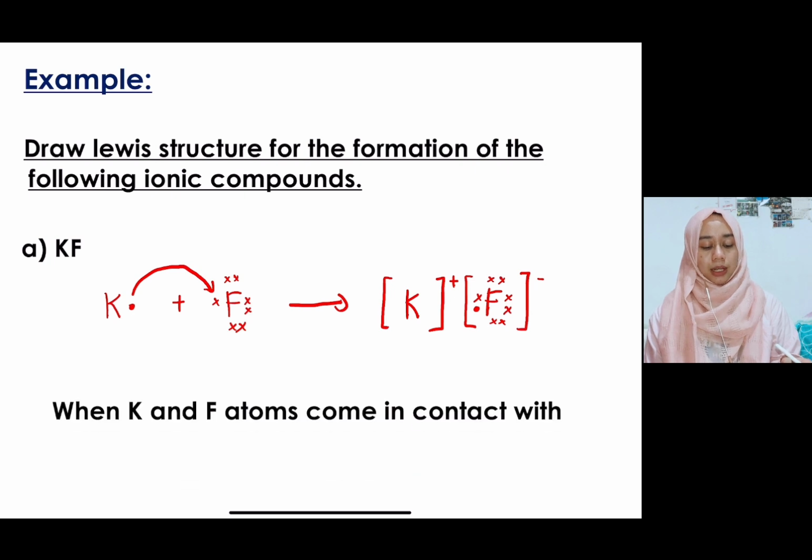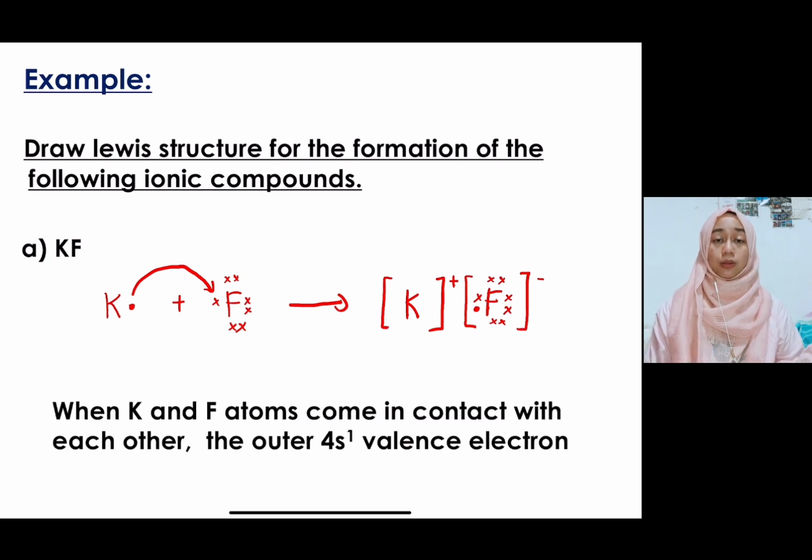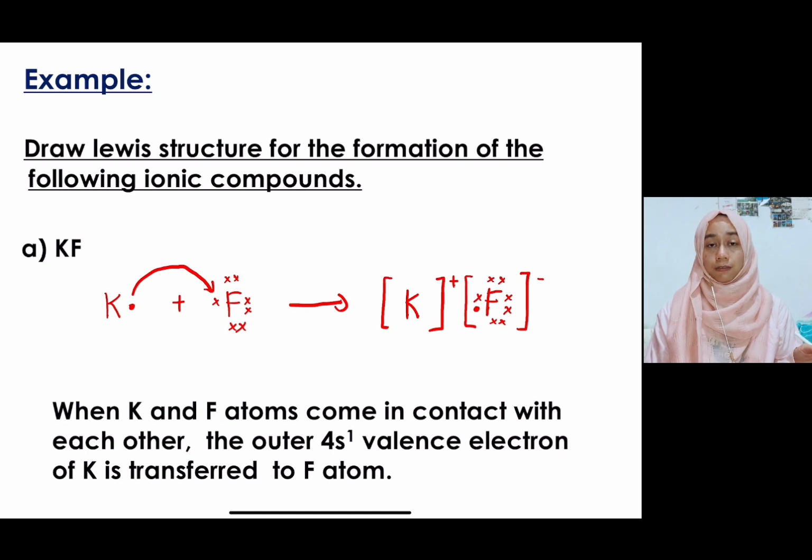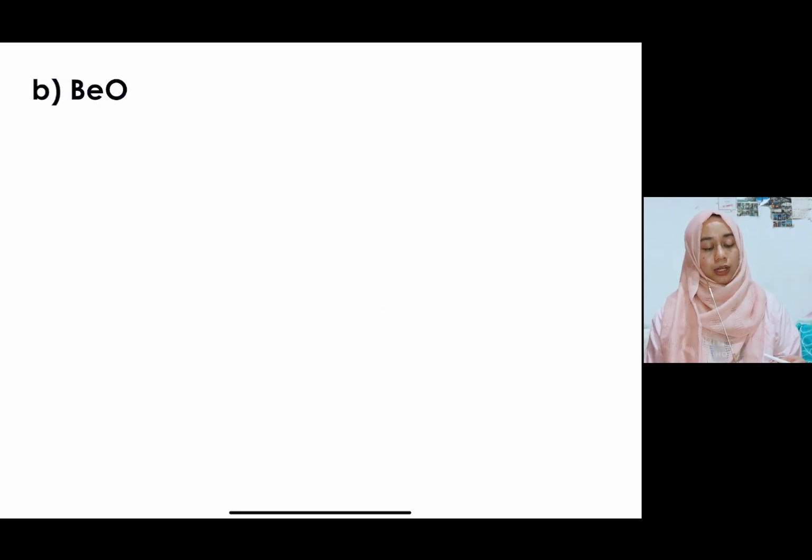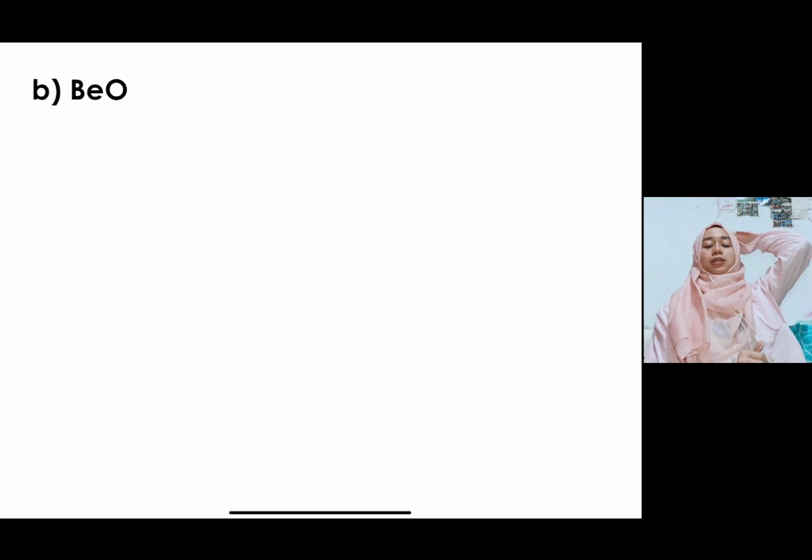Okay, so basically when K and F atoms come in contact with one another, the outer 4s1 valence electron from potassium is transferred to the fluorine. Okay, so kita punya satu valence electron tu tadi terletak dekat 4s1 lah, so kita transfer pergi fluorine. Okay, so next kita tengok example seterusnya, beryllium oxide.